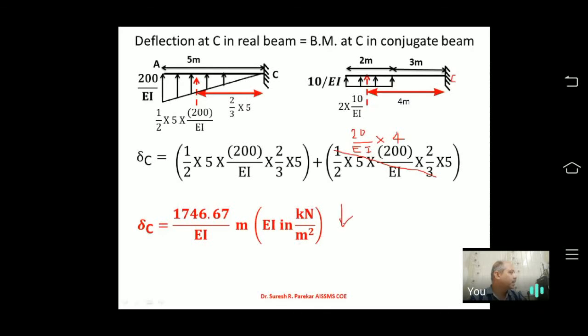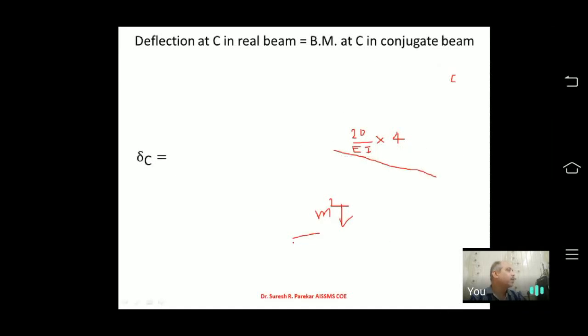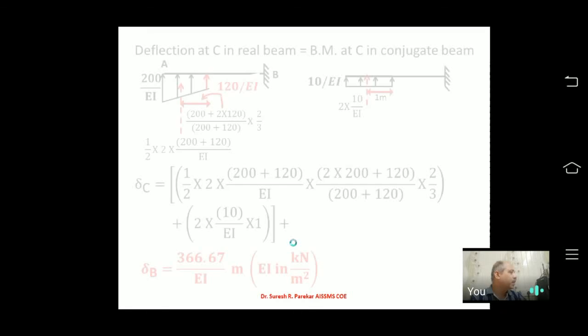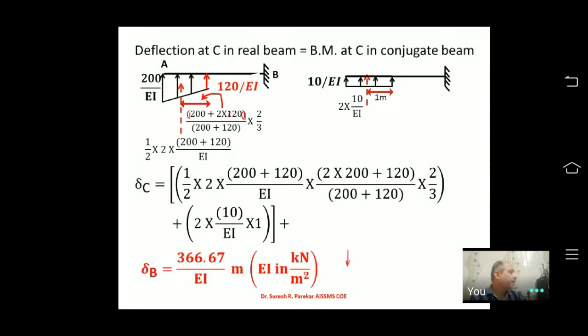So keep in mind EI should always be in kilonewton meter square, that should not be kilonewton per meter square. E is in kilonewton per meter square, but when we go for EI, that should be in kilonewton meter square. So we have this will be kilonewton meter square.